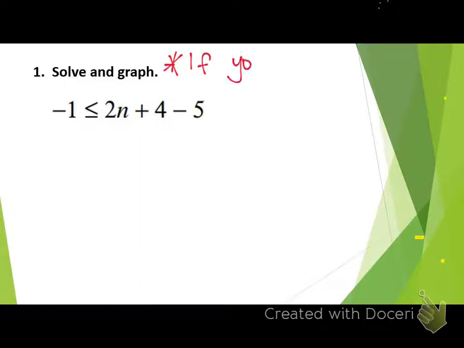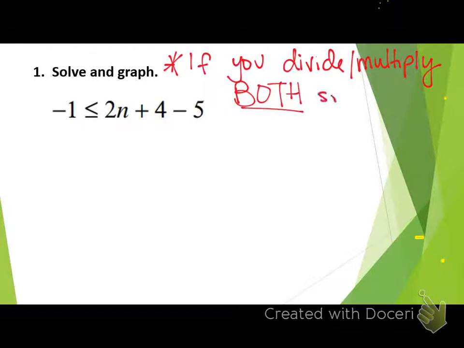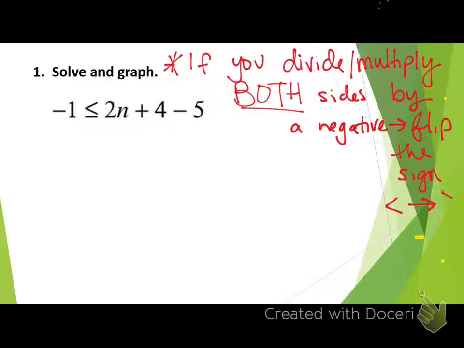If you divide, I'm going to put slash multiply. That means or. If you divide or multiply both sides by a negative, you flip the sign. So less than would become greater than, or equal to would become less than or equal to, and so on. That's how you know. Otherwise, you treat this exactly like a regular equation.